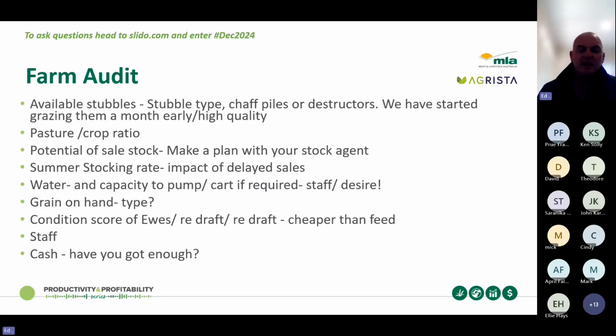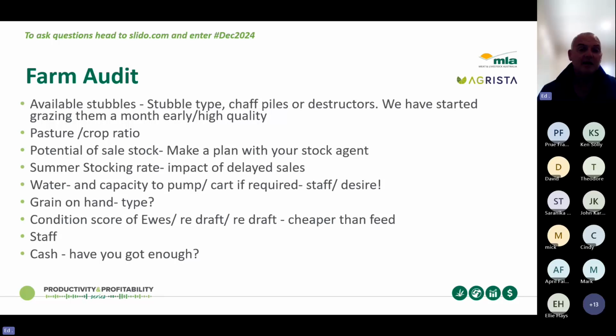The first place to look, and this whole presentation isn't about having a bad season. There's a big variation out there, but I just thought I'd touch on this, particularly for those people, is to do a farm audit. So what are my available stubbles like? What types of stubbles have I got? If I'm big on wheat, we know they're not the greatest for sheep to utilise. However, barley is an excellent stubble. Generally, the sheep can do a lot better on barley.